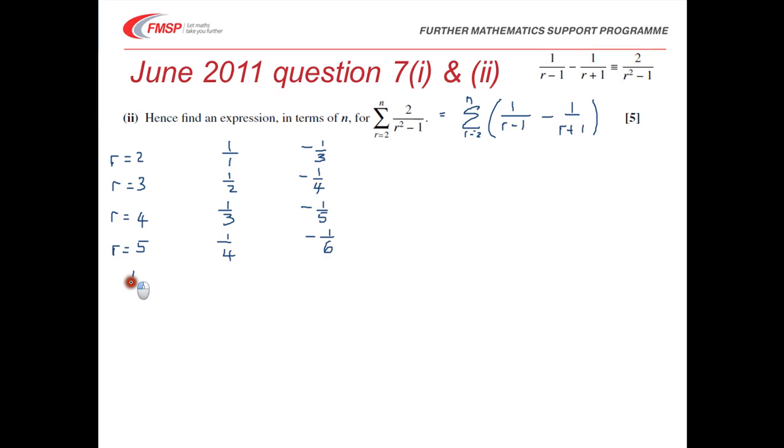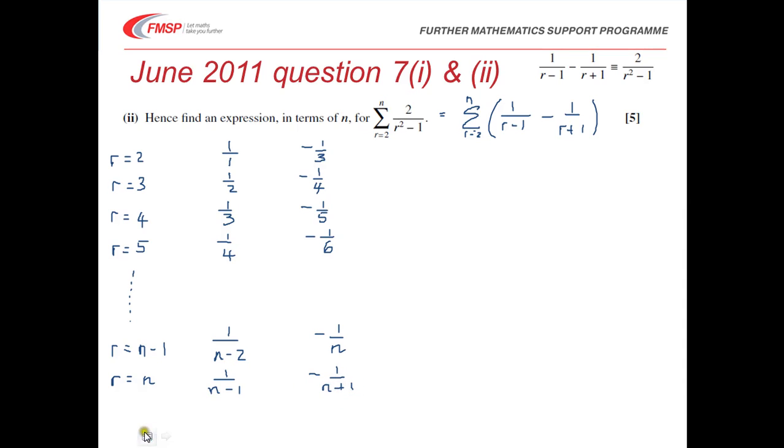Then we'll move on towards the end, and we'll start by taking r equals n minus 1. I'm going to look at the last 2 terms, and if necessary I could always do the term above that. When r equals n minus 1, the first bit, r minus 1, will be 1 over n minus 2, and this will be minus 1 over n. And when r equals n, we'll get 1 over n minus 1 minus 1 over n plus 1.